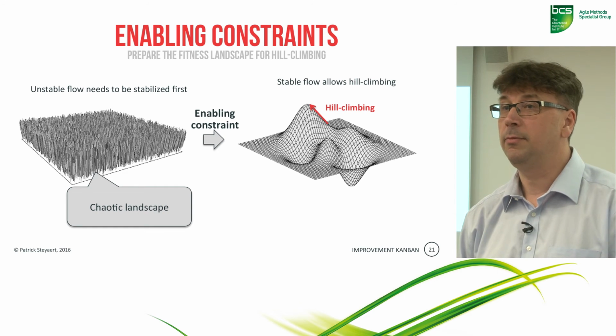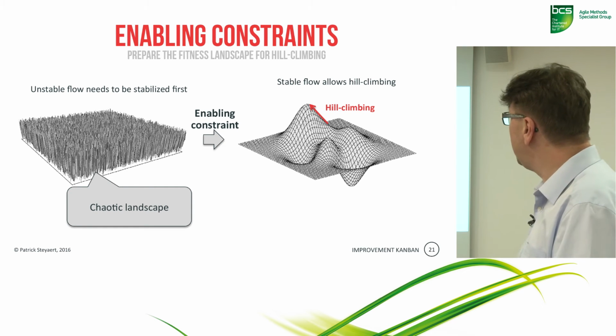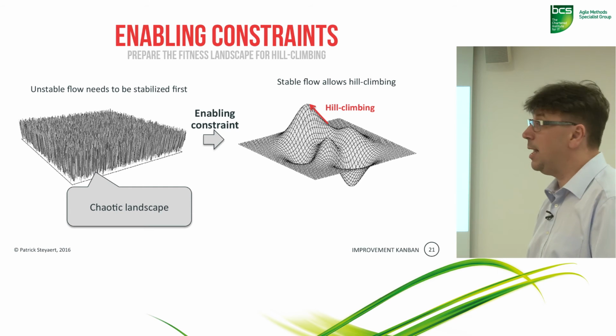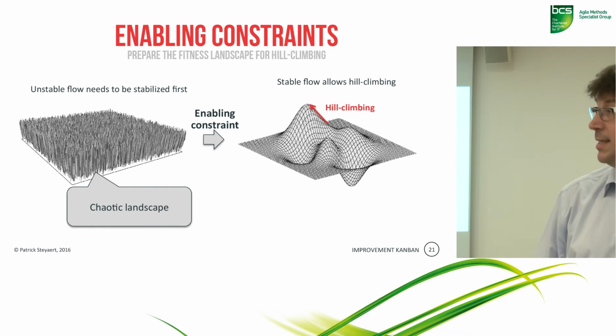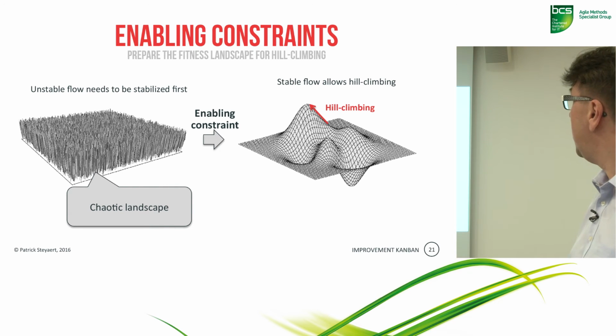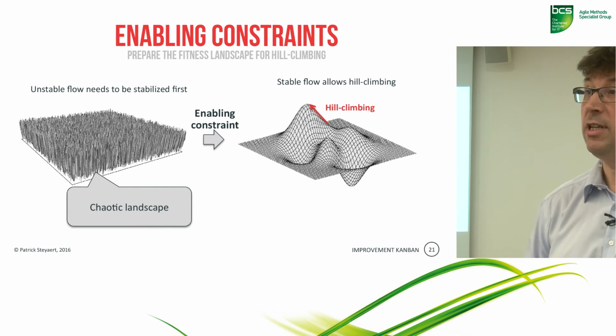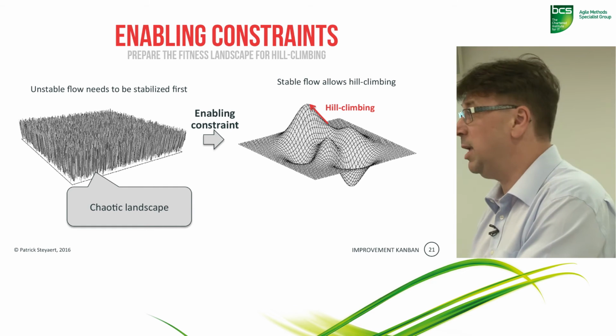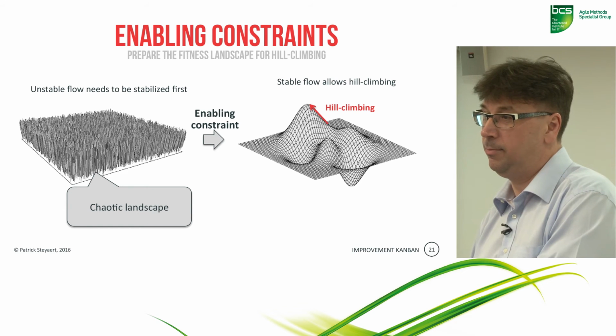So what the WIP limits, the enabling constraint, actually do is, this is our landscape before, with an unstable flow. It's a chaotic landscape. And what the enabling constraints actually do is they transform that landscape into a landscape where you can actually do hill climbing. It's a more stable landscape.